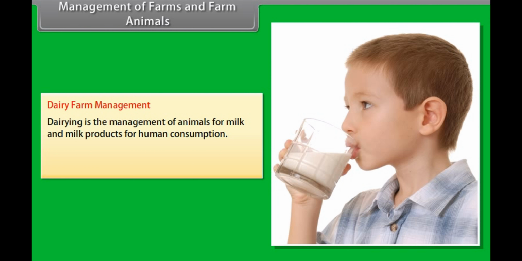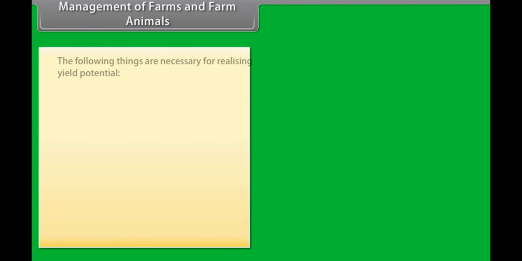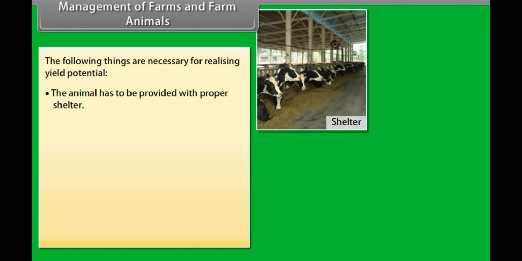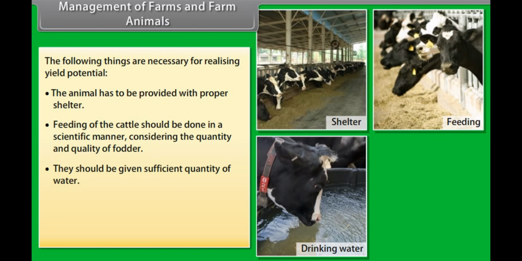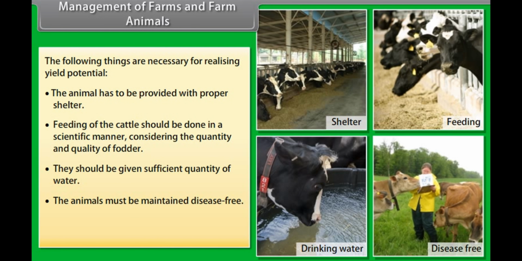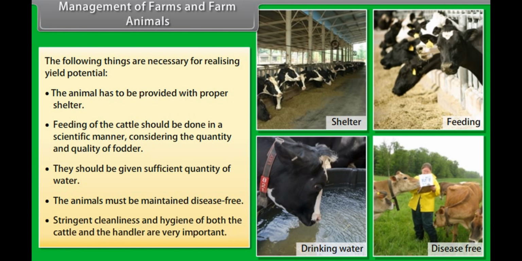Dairy farm management. Dairying is the management of animals for milk and milk products for human consumption. Milk yield is dependent primarily on the quality of breeds. The following things are necessary for realizing yield potential. The animal has to be provided with proper shelter. Feeding of the cattle should be done in a scientific manner, considering the quantity and quality of fodder. They should be given a sufficient quantity of water. The animals must be maintained disease-free. Stringent cleanliness and hygiene of both the cattle and the handler are very important.